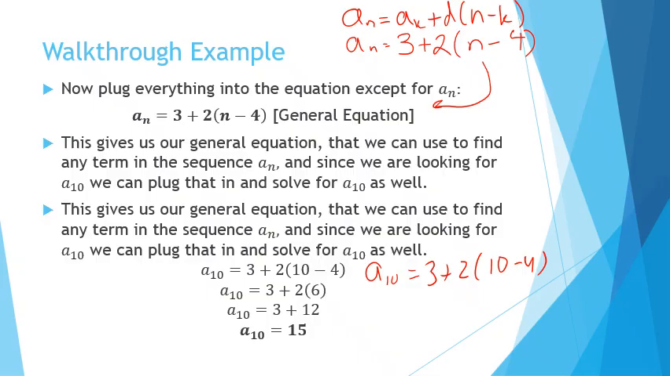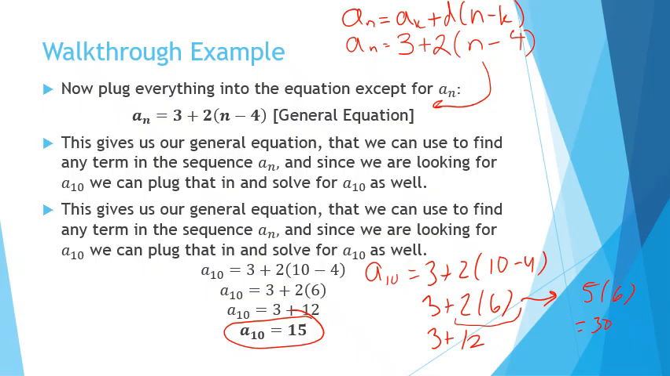The biggest thing here is just make sure your order of operations is correct. So 6, 3, you're not going to do 3 plus 2 first. You're going to be doing the multiplication. So the 2 times 6, and then you should get 15 as your 10th term there. So make sure your order of operations is correct. If you did it the wrong way, you would get like 5 times 6, which would be 30, which is obviously not 15. So you would get the wrong answer if you mess up your PEMDAS.